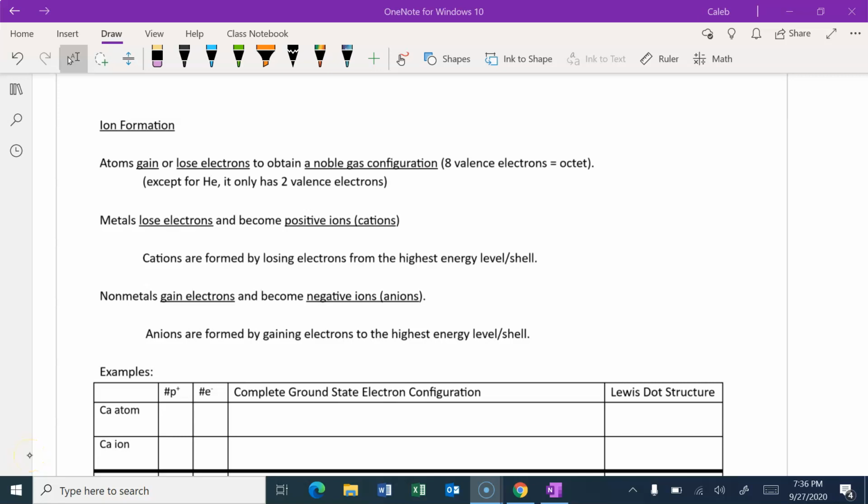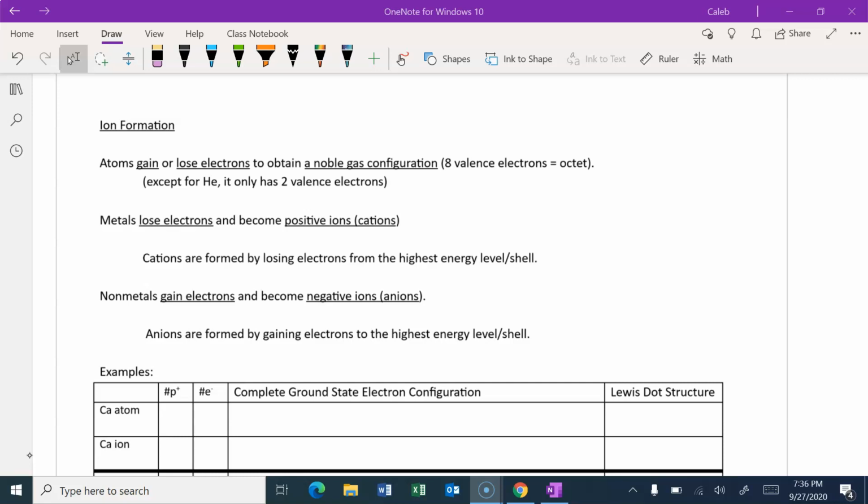Alright, this is our third video on atomic structure and electron configurations, and now we're going to take a look at ion formation. Now, since you've been through pre-AP chemistry already, I'm hoping that this will make more sense to you this time than it did the first time.